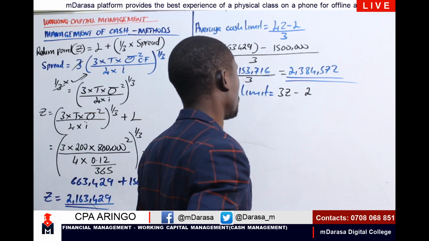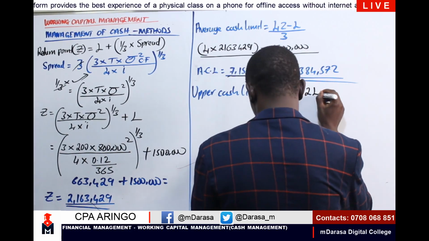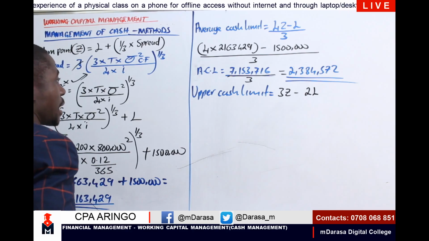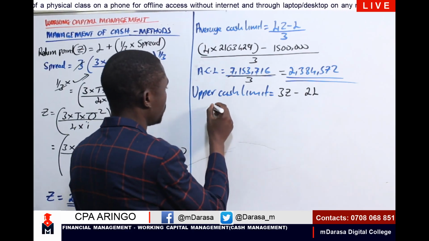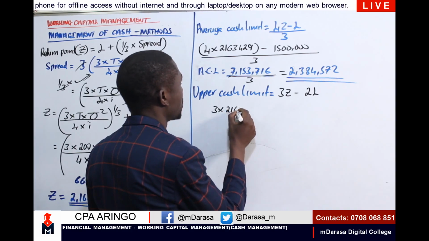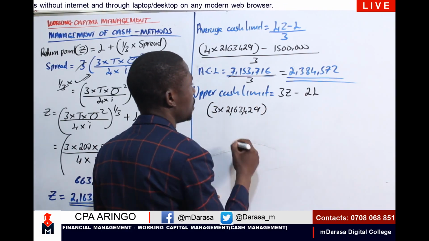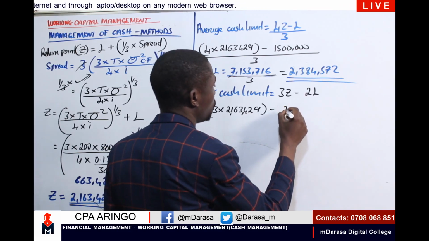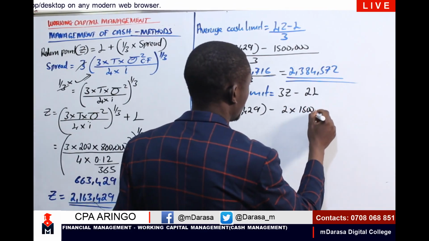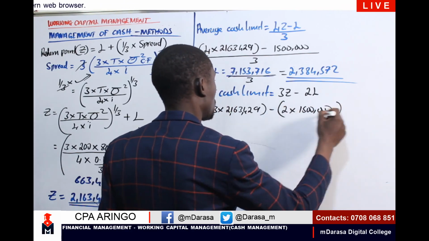So the moment you have that, confidently, we can determine our upper cash limit, where we are saying we talk of 3 times z minus 2 times the lower cash limit, 2 times L. Very confidently, I can say we are talking of 3 times z, which in this case was 2,163,429. Of course, you're going to deduct 2 times the lower cash limit. You can clearly see we had 1.5. So basically, that should give us what, my good students?